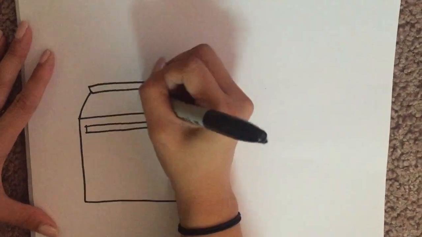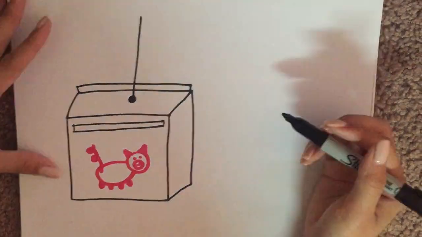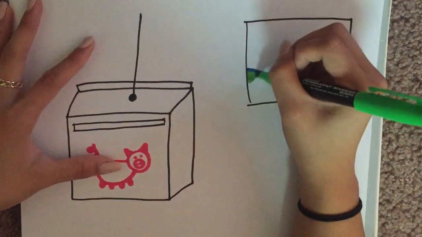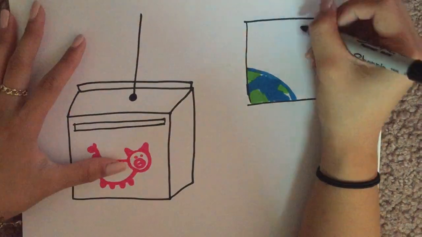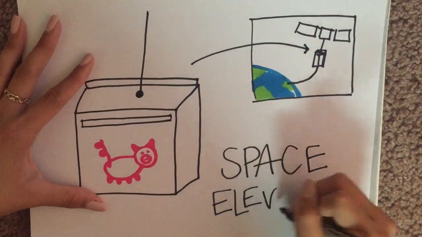How will we do this, you ask? We will be using the highest technology, a space elevator. A cable will run from Earth to the space station. The piglet will be transported in a capsule with just the right amount of fuel.